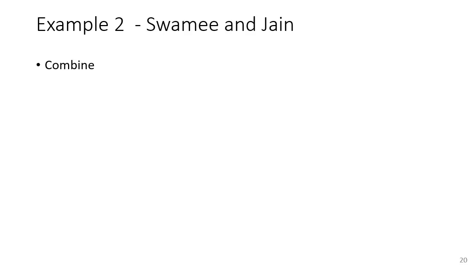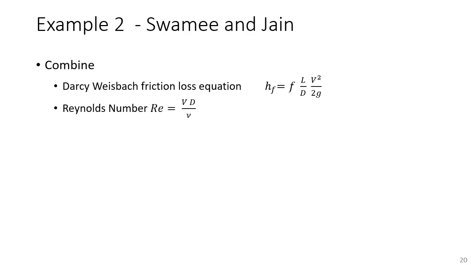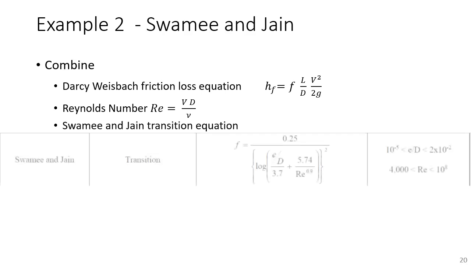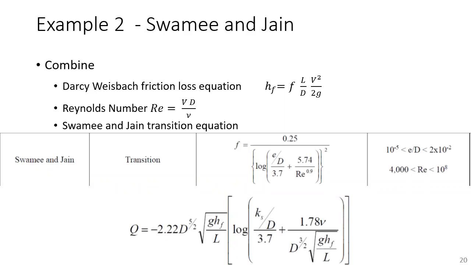So what we did was combine Colebrook with the Darcy-Weisbach equation. The second equation on today's handout combines the Darcy-Weisbach equation with the Swamy and Jain equation. So again, we're taking the Darcy-Weisbach friction loss equation, the definition of the Reynolds number, and we're taking the transition Swamy and Jain equation, which looks like this. This is from the handout from last time. It is also in your book. So when you combine all of those, you get the second equation on today's handout. And that equation looks like this.